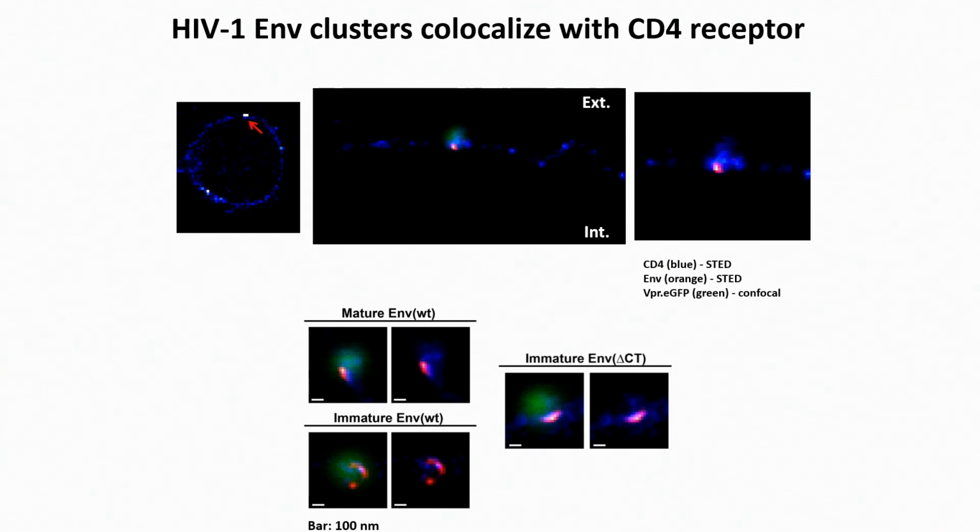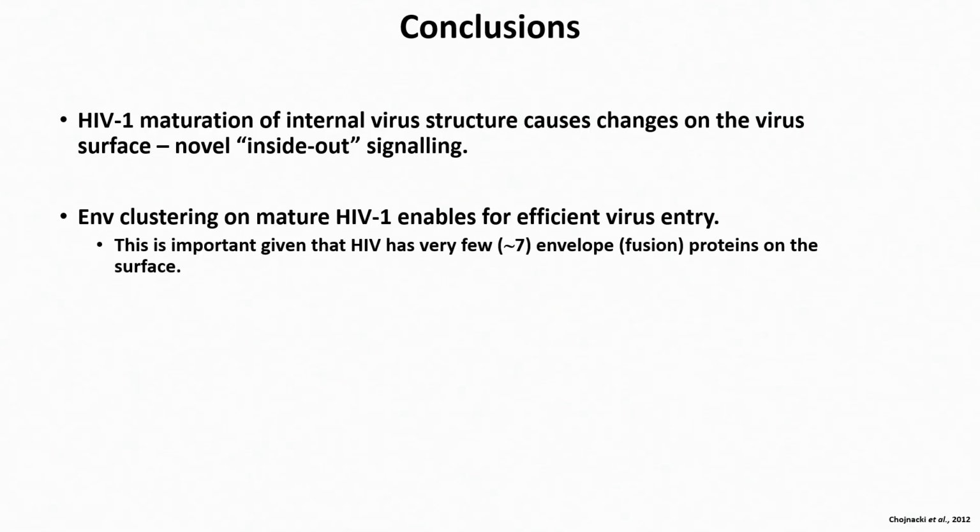affects this clustering. Without going into too much detail on the study, we found that HIV maturation acts as an inside-out signaling, which signals the Env to recluster as the virus matures, and Env clustering was crucial for efficient virus entry. And this is important given how few Env molecules are on the virus surface.